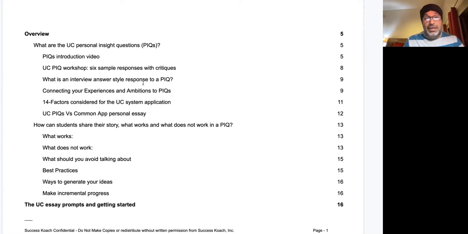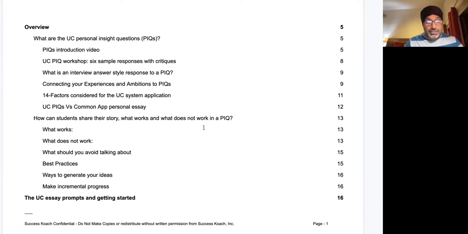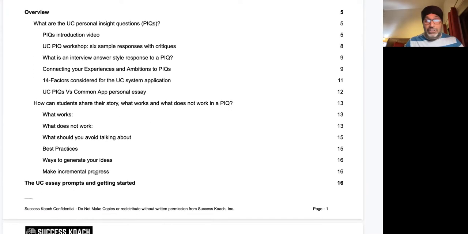We'll talk about what an interview style response to a PIQ is, because PIQs expect you to answer in an interview format. Most parents have gone through interview techniques at some point in their lives, so it's a good way to explain to your children what a STAR format is: situation, task, action, results, learnings. We'll talk about what works in a PIQ, what does not, what you avoid talking about, best practices, how you generate more ideas, and making incremental progress.